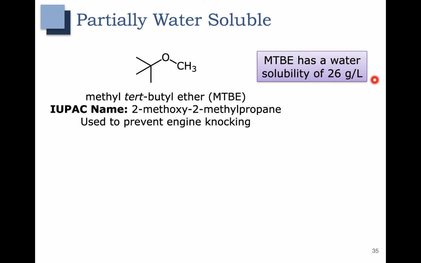This water solubility number here tells us that you can have up to 26 grams of MTBE in a liter of water. And beyond that, if you add, say, 30 grams of MTBE to a liter of water, you'll start to see two layers form.